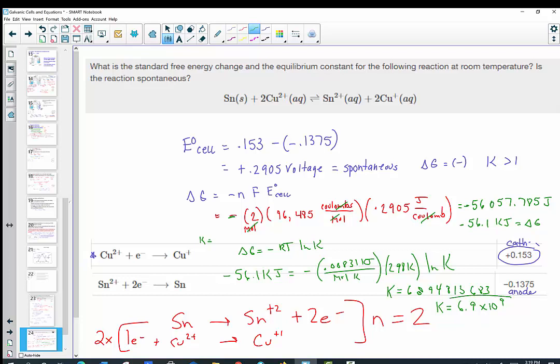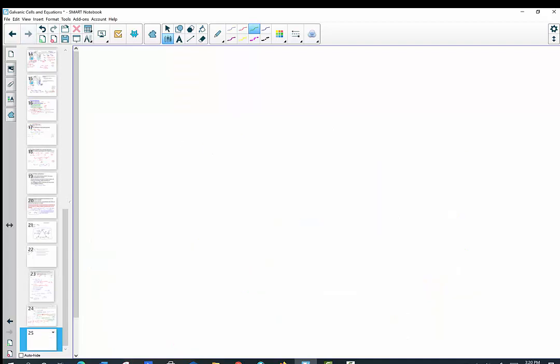We found the equilibrium constant, very large number, favors the product. We found delta G, a negative number, favoring product. And we found the standard cell potential, and when we found that, we knew it was spontaneous because of its positive value. Oh my gosh, a ton of good work.